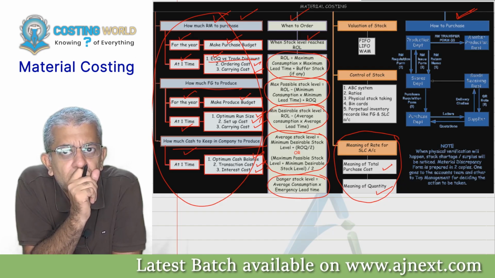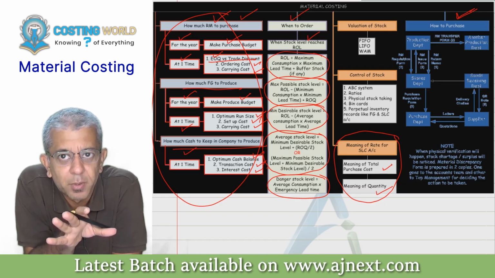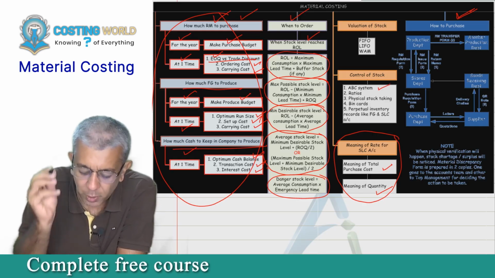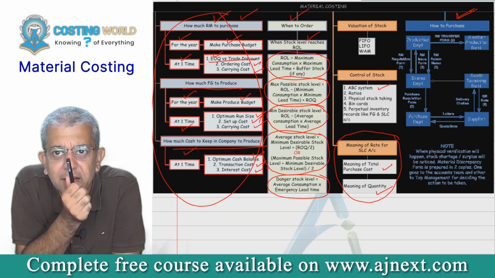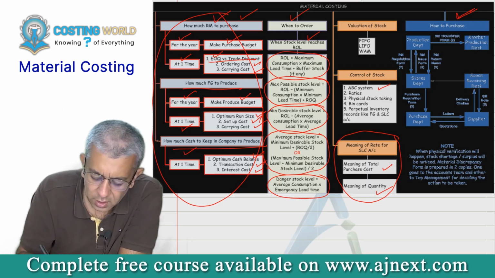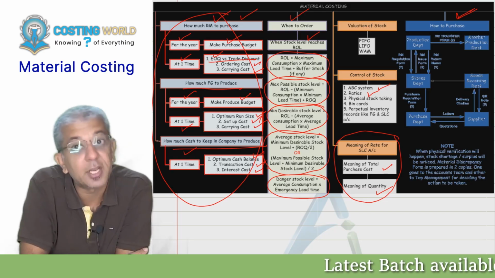Yes, sir. Okay. Then after that, one question I did about the ABC system, category A, category B, category C. Okay. Then yesterday only I think we had done our ratios part also.